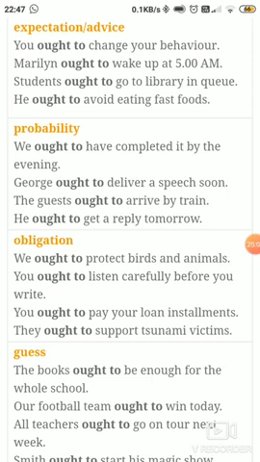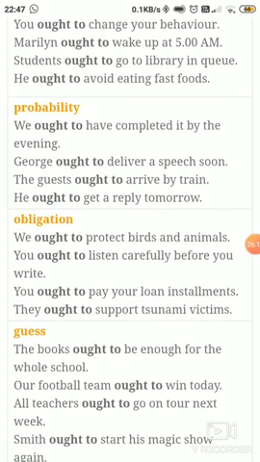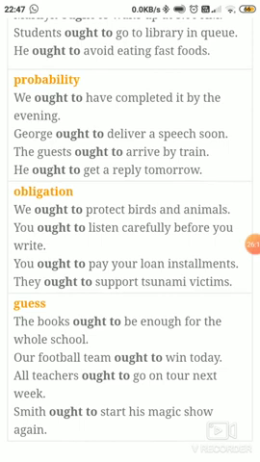You ought to listen carefully before you write. You ought to pay your loan installment. They ought to support tsunami victims. Yes. The books ought to be enough for the whole school.